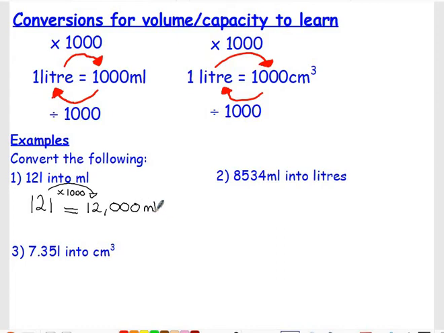Number 2, this time we've been given our answer in millilitres and we need to convert it to litres. So 8,534 millilitres. We're going the other way this time, so to get from millilitres to litres, we divide by 1,000. When we divide by 1,000, each digit moves 3 places to the right, so the 8 is going to move once, twice, 3 times, so it's going to end up in our units. We end up with 8.534 litres.